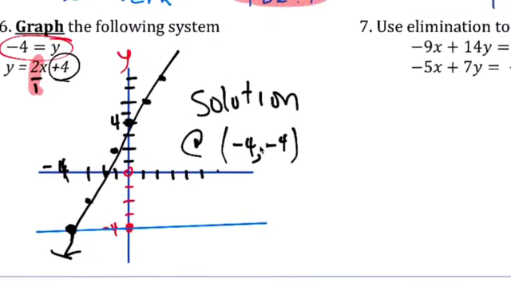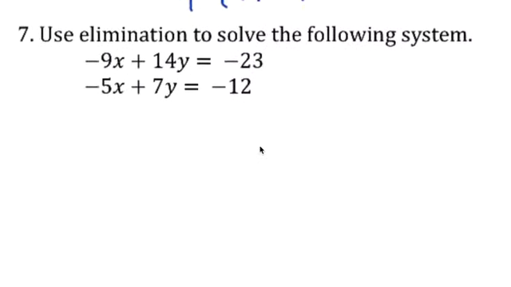I need to see you guys graph this. Yeah, not do anything on number 6.